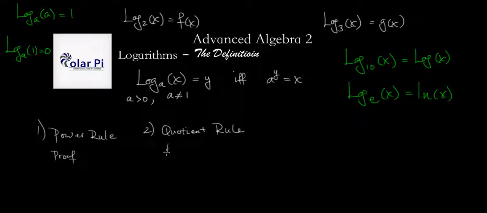And then also the proof of the quotient rule is another video. And then there's a third rule, which is also very important, called the product rule. In fact, I kind of wrote them out of order. The product rule is the most important thing after the definition of logs. The other two are equally important: power rule and quotient rule. The product rule is the most important thing to know about logs after the definition of logs. So I'll have a video on the product rule and also the proof of the product rule.